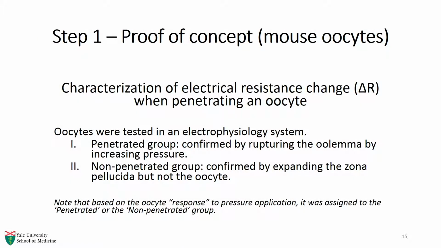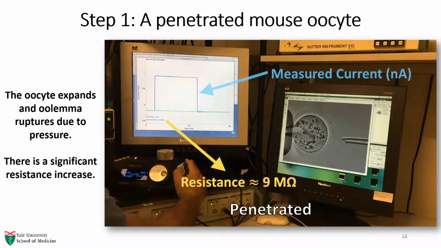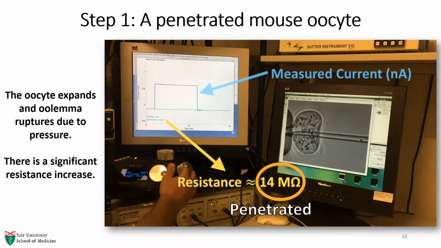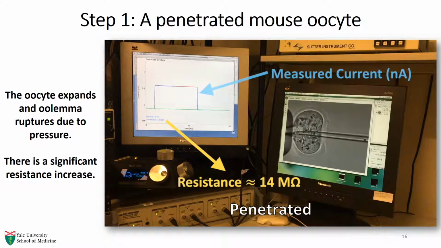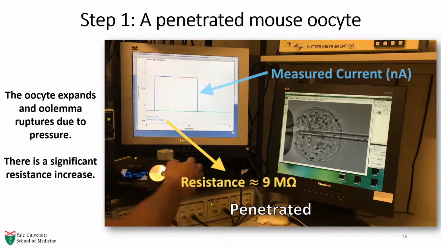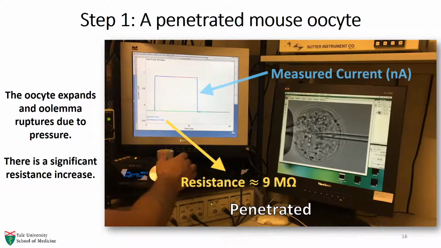As proof of concept, we characterized the electrical resistance when piercing versus not piercing the oolemma. In order to do so, we applied positive pressure through the ICSI pipette. Penetrating the oocyte leads to a resistance increase, and rupturing the oolemma with high pressure results in an immediate resistance drop to baseline.